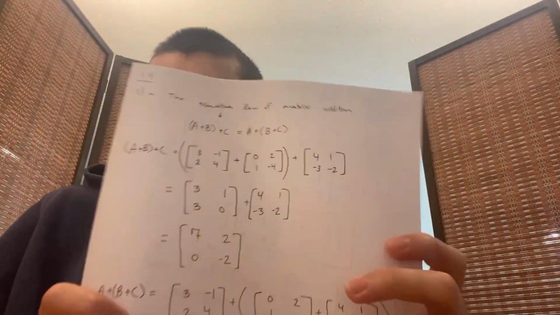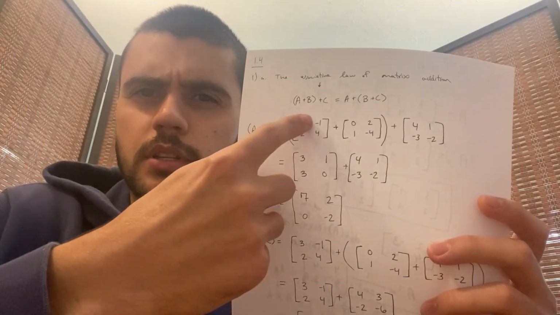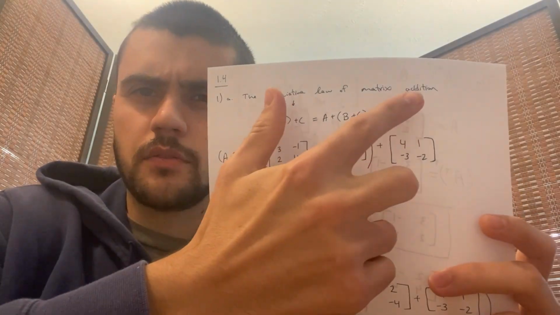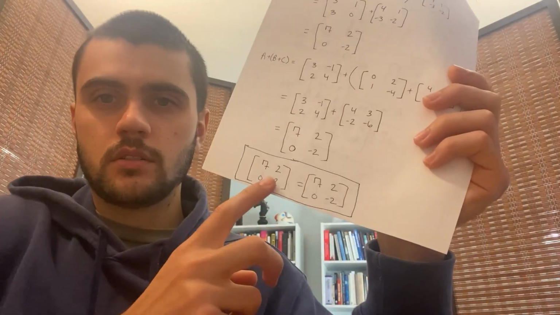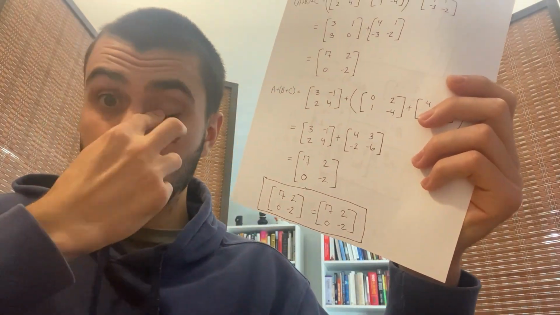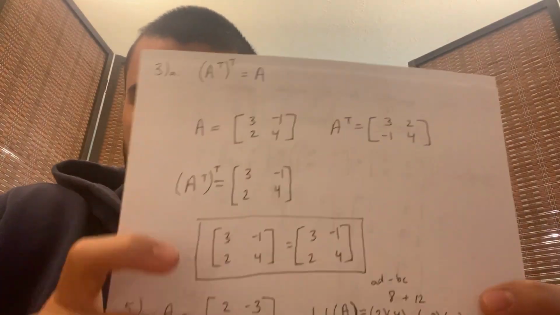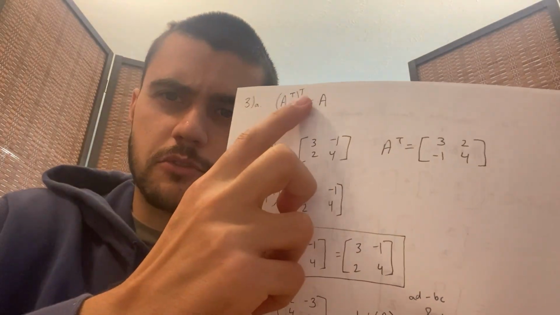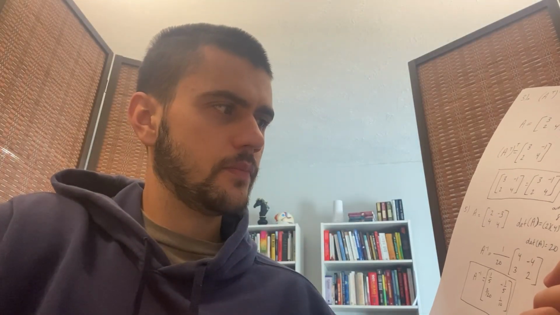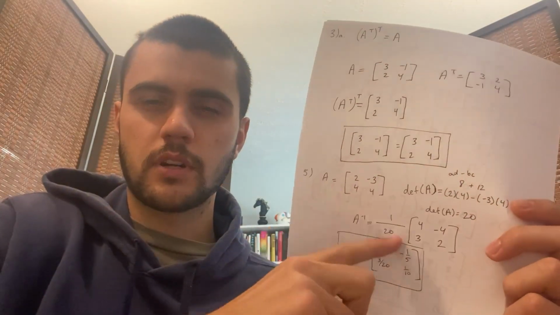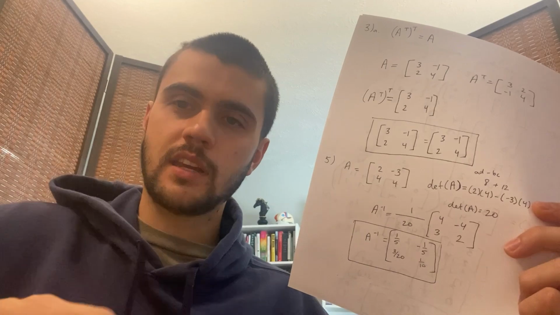All right, so we finished a few problems. This first one was just using some examples, verify the associative law of matrix addition. I think we did that one all right. Similar thing, but verifying that the transpose of a transpose is the original. That's all right. Then this one was the first problem. The inverse, finding the inverse.